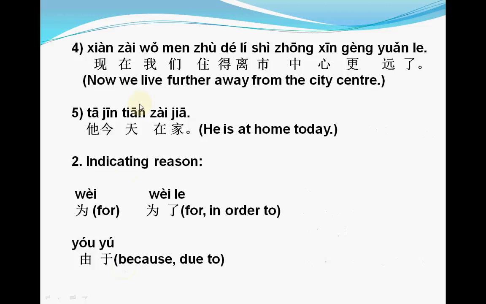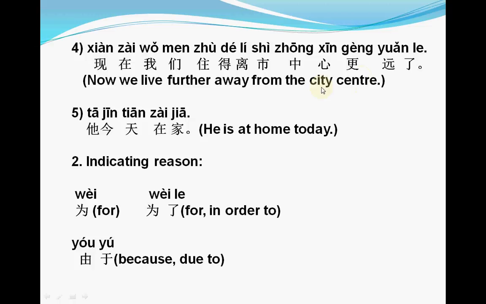Okay, the next sentence. 现在我们住的离市中心更远了. 现在 means now. 我们, we. 住的, live. 离 is a preposition, away from, from. 市, 城市, city. 中心 means center. 更远了 means further.